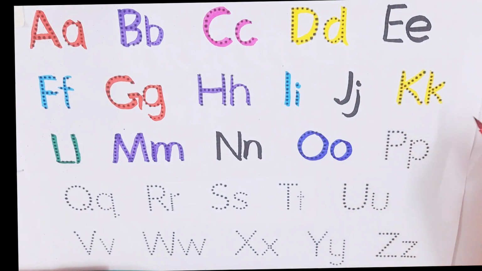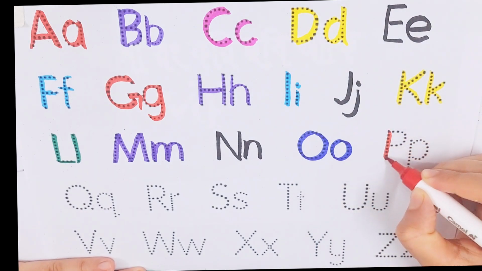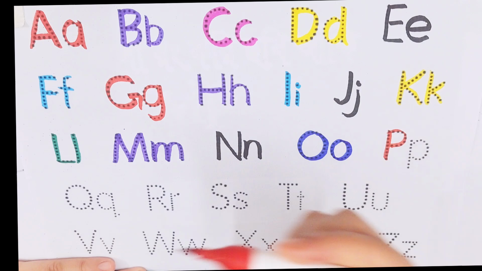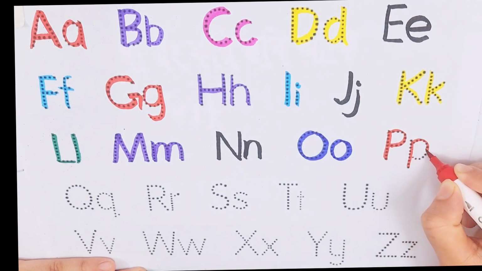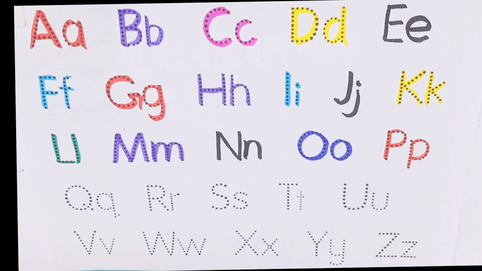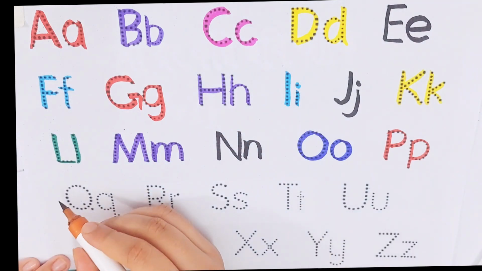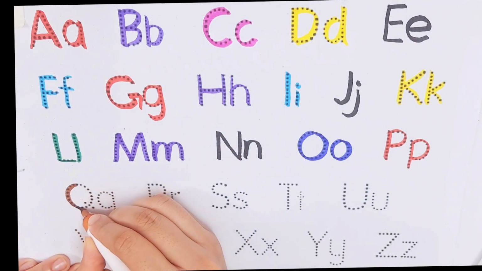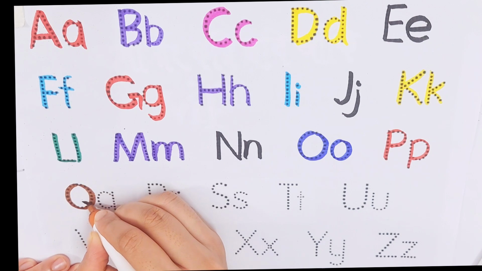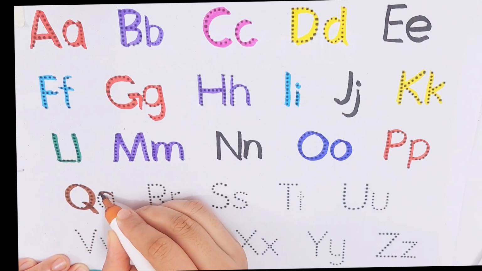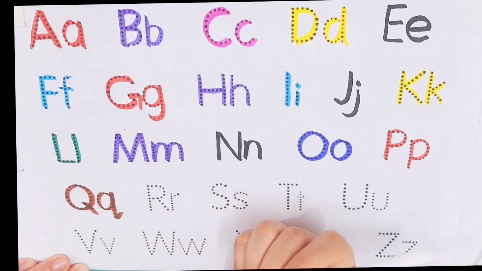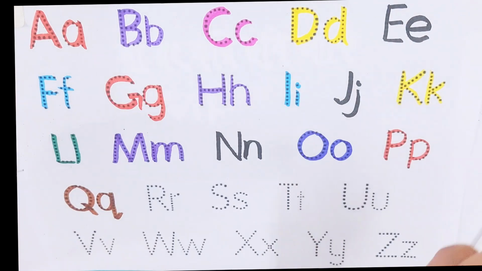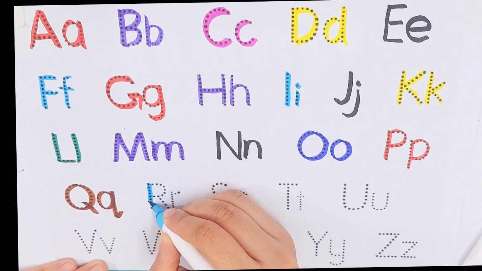Red color. P. P for pen. P for parrot. Brown color. Q. Q for queen. Q for queen. Light blue color. R.